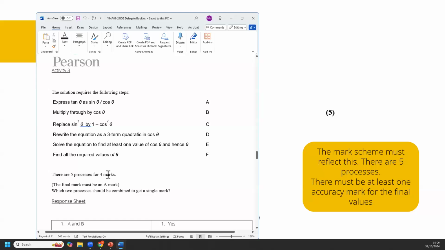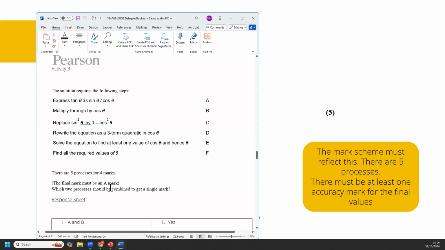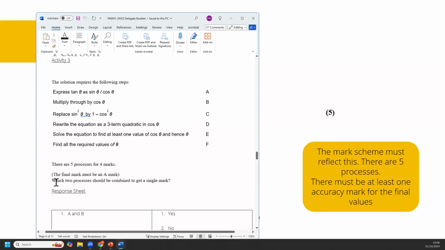There are 5 processes for 4 marks because one of them has to be an accuracy. Which 2 processes should be combined to get a single mark? So we have to combine some of these because there are too many steps. So: expressing tan theta equals sine theta over cos theta, multiplying through by cos theta, replacing sine squared with 1 minus cos squared, rewriting the equation as a 3-term quadratic in cos theta, solving to find at least 1 value of cos theta and hence theta, and then finding the required values of theta.